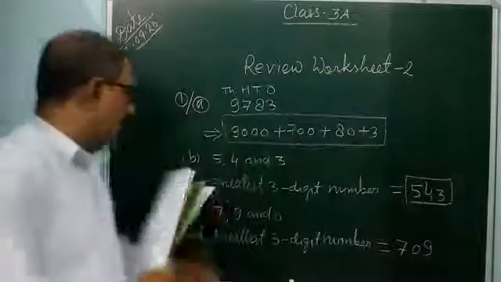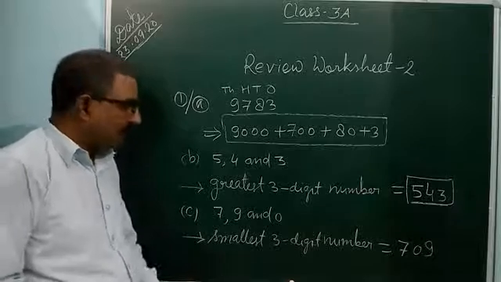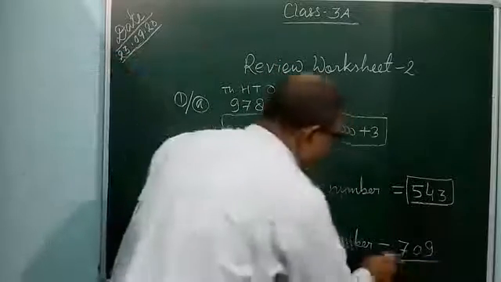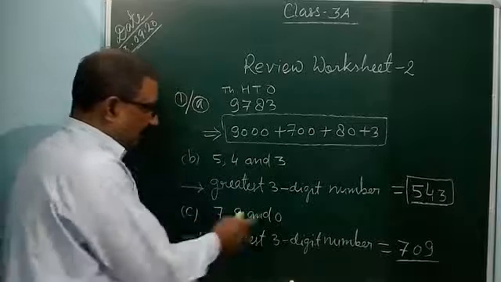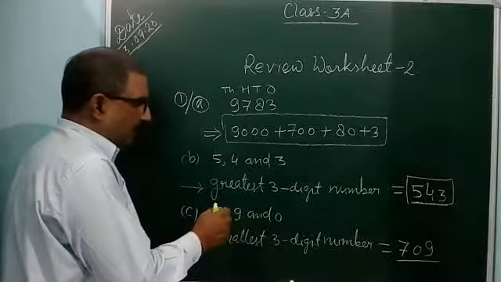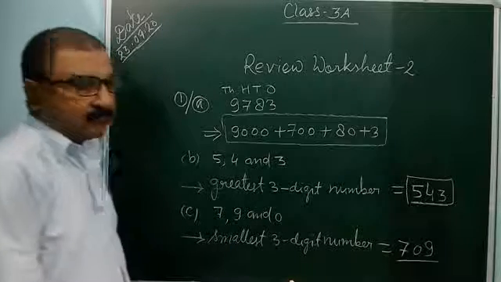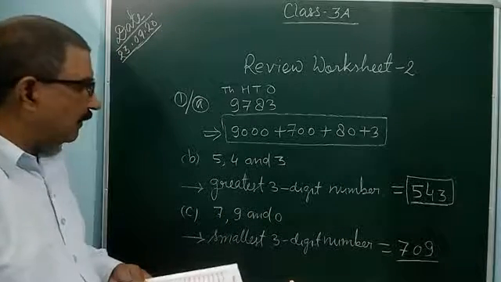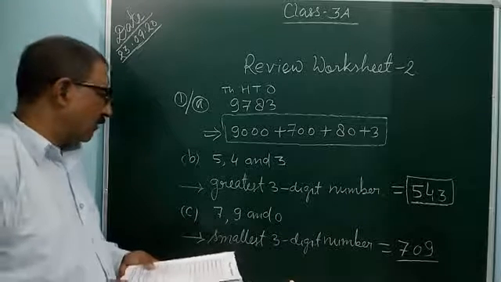So you can see 709 is the smallest 3-digit number using 7, 9 and 0. So 709. You write 7, after you can write 0, after that 9. So 709 is the smallest 3-digit number using 7, 9 and 0.